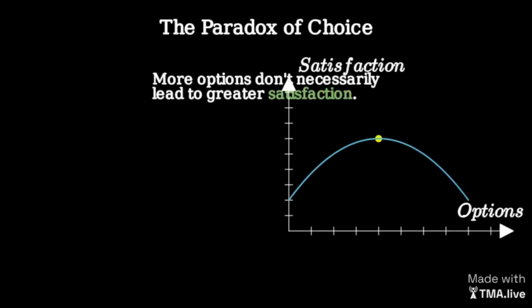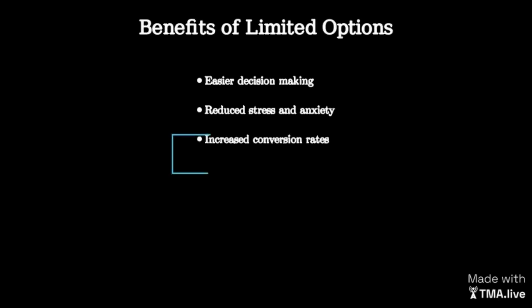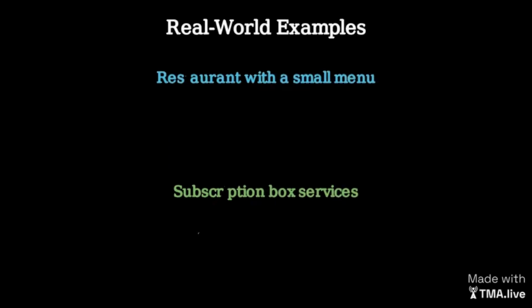There's a point where the increase in options leads to a decline in happiness and decision-making ability, as shown in the graph. Limiting options leads to easier decision-making, reduces stress and anxiety, and can significantly increase conversion rates. When choices are simpler, people are more likely to make a purchase. We see this in action in many places. Restaurants with limited menus, subscription box services, and curated product lists all leverage the power of fewer options to simplify the customer experience.